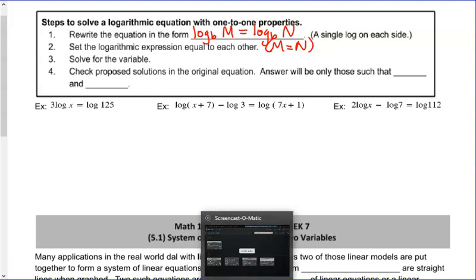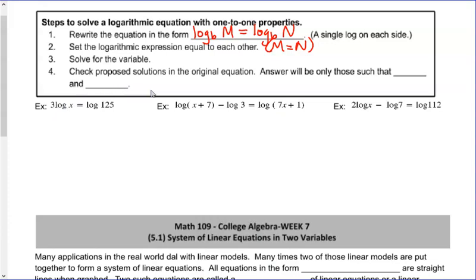Then we're going to solve for that variable, and now we want to make sure, again, that we check those proposed solutions so that m is positive and n is positive. So both of those expressions must be positive, okay? All right, very good. So let's try this. First example, I do not have that form because I have a number out front. So I want to bring that number in as an exponent by our power rule of logs. So that would be log base 10, which is invisible, of x to the third is equal to log of 125.